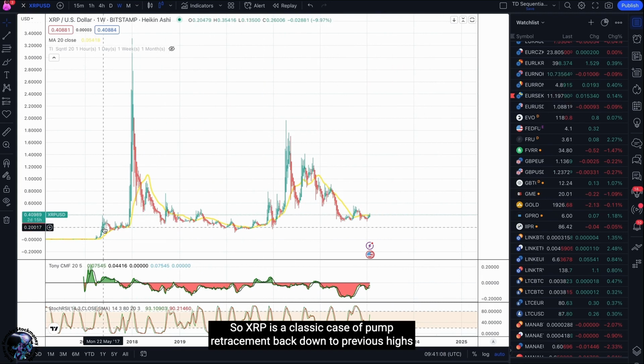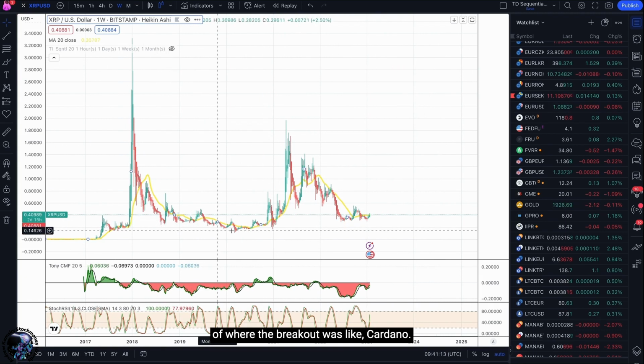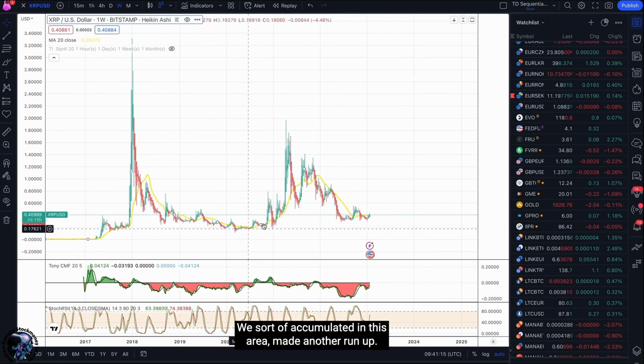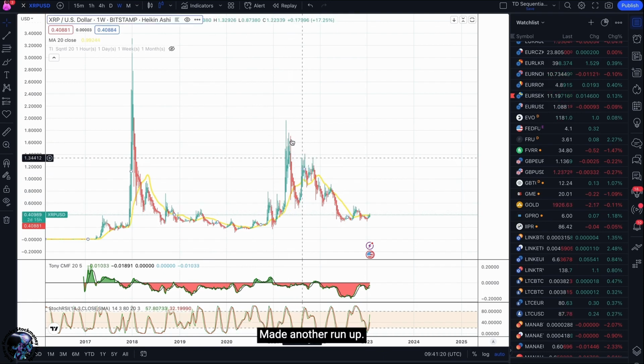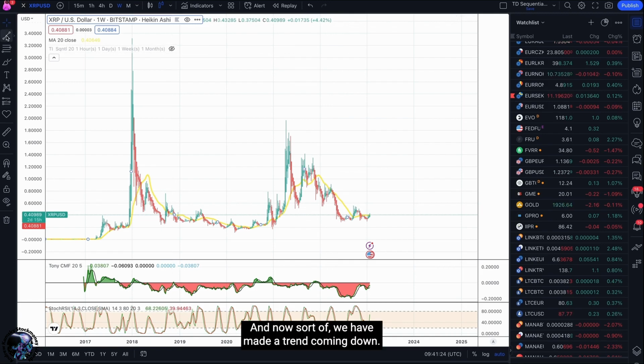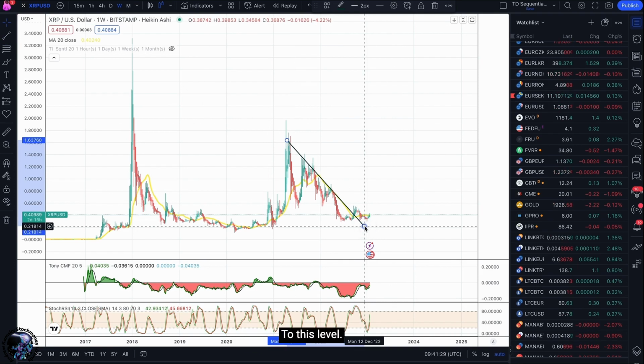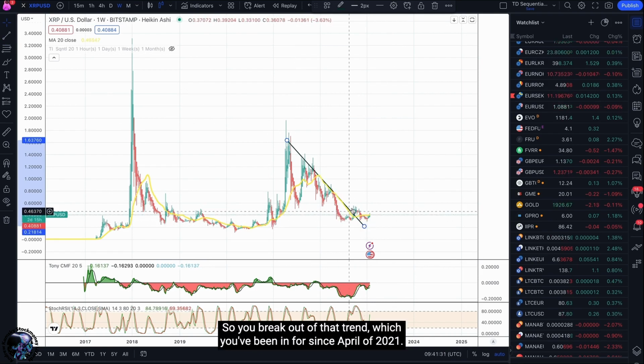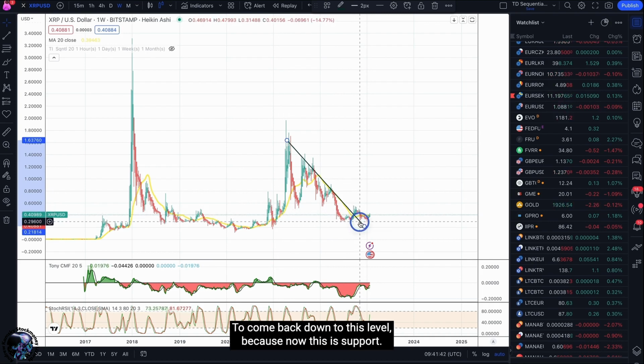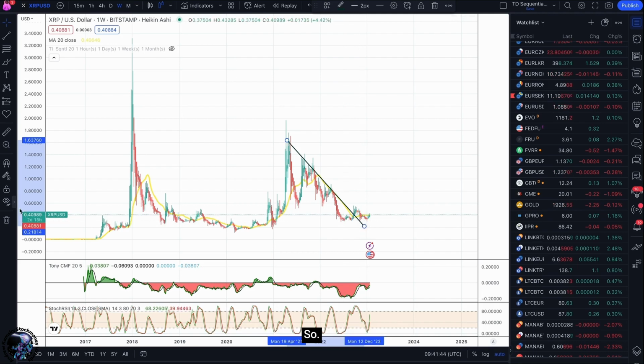So XRP is a classic case of pump retracement back down to previous highs of where the breakout was. Like Cardano, we sort of accumulated in this area, made another run up, came back down, made another run up, lower high, came back down, and now we have made a trend coming down to this level. And this is not bad, guys. So you break out of that trend, which you've been in since April of 2021. It's absolutely fine to come back down to this level, because now this is support. In fact, notice how it was really respected.